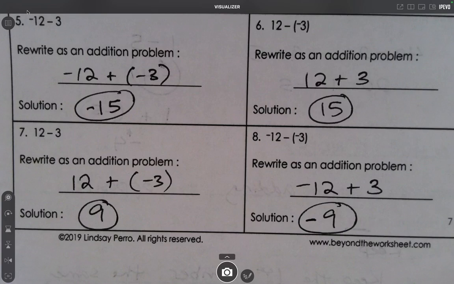So you've got to remember, keep, change, and then use the addition rules. But you also got to remember, keep, change only applies to subtraction problems.